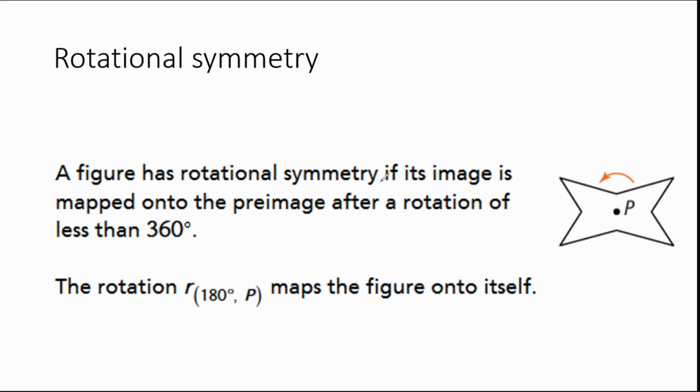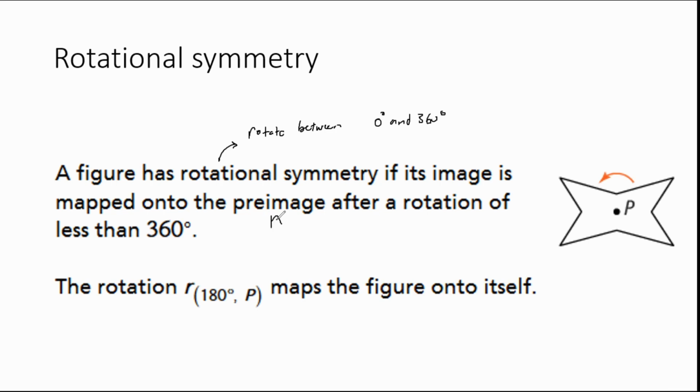So let's talk about a few of the rules though. For it to have rotational symmetry, we have to be able to rotate it between 0 degrees and 360 degrees. If we go over 360 degrees, well, at 360 degrees, it maps onto itself. So that doesn't really help us, right? Because then, of course, 360 and every multiple of 360, it'll map onto itself.